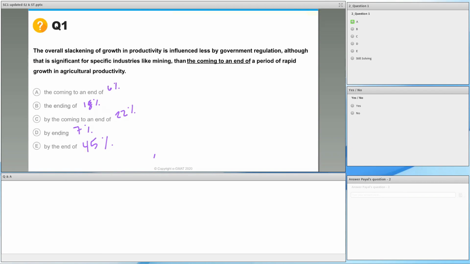And I want to see if I reopen this poll, who wants to change their answer now that we've done this meaning analysis? How many of you would like to shift your answer now that we've discussed the meaning of this underlined portion, the coming to an end of? Let me give you guys about 30 seconds if you want to switch your answers here.